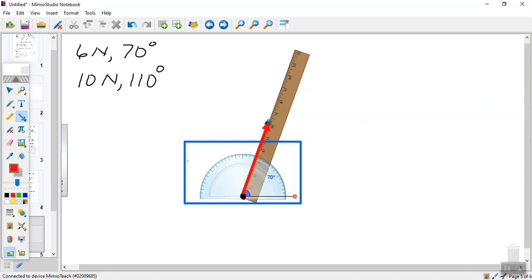Okay, now we have another one at how many degrees? 10 newtons and 110 degrees. Okay, so I'm going to change my angle on this to 110 degrees. Okay, let's see if I can do this. 111. 110. That's pretty good there, isn't it? Okay, so we're going to take our ruler now, and we're going to move this around to rotate to 110 degrees.